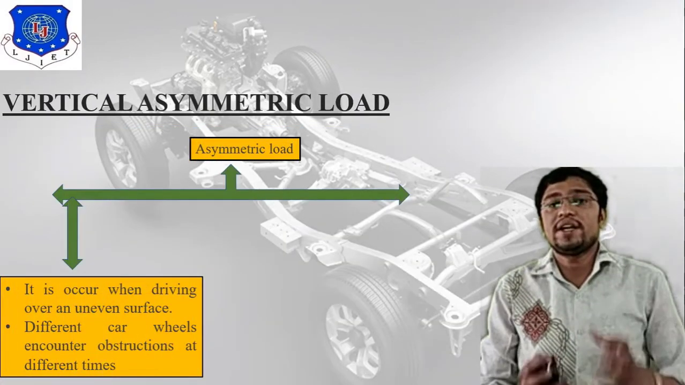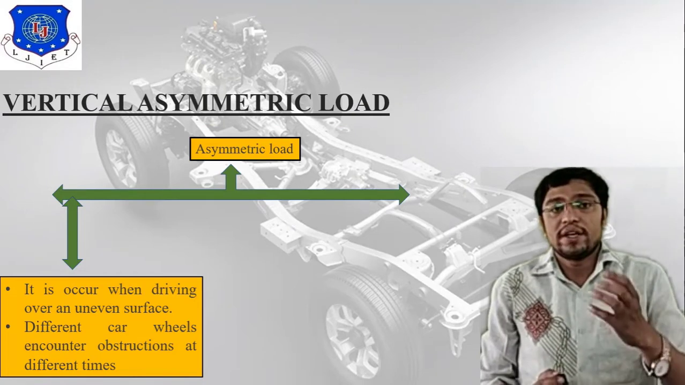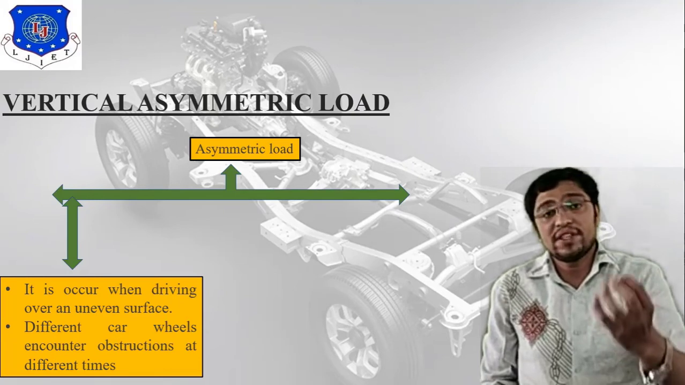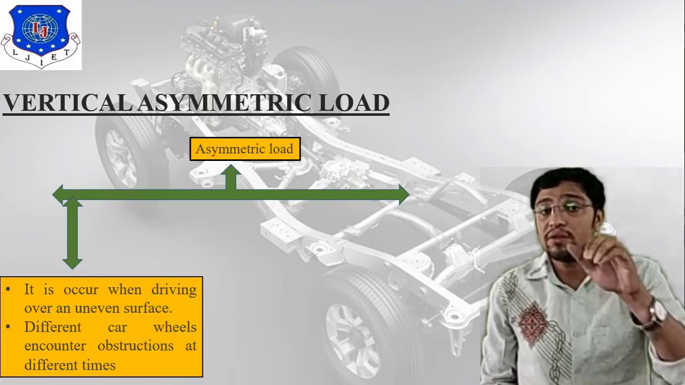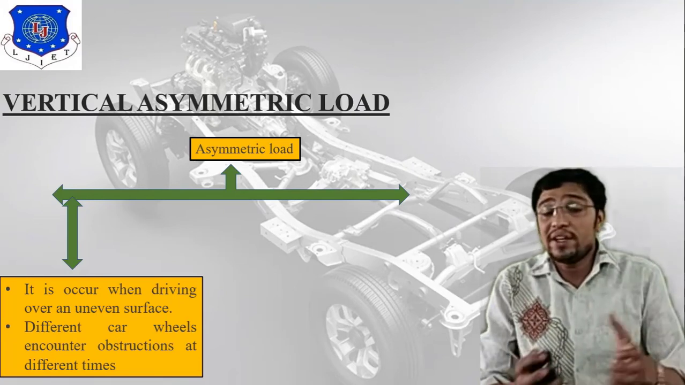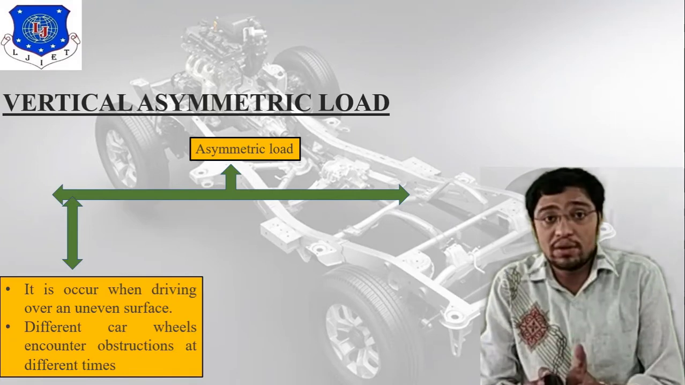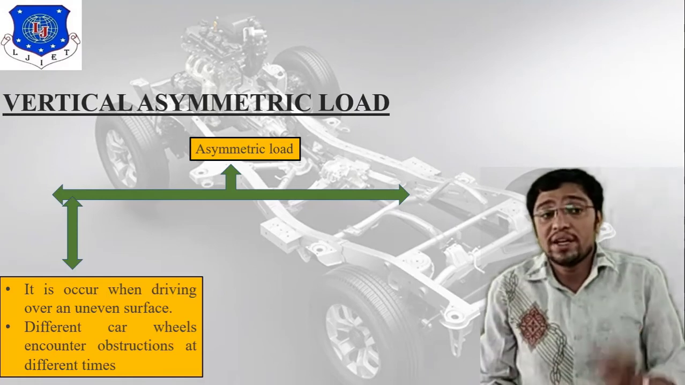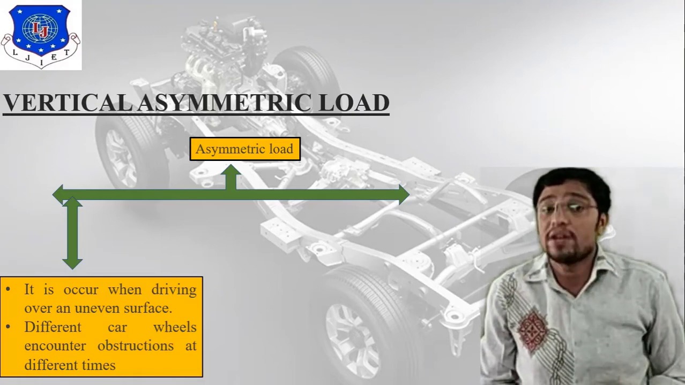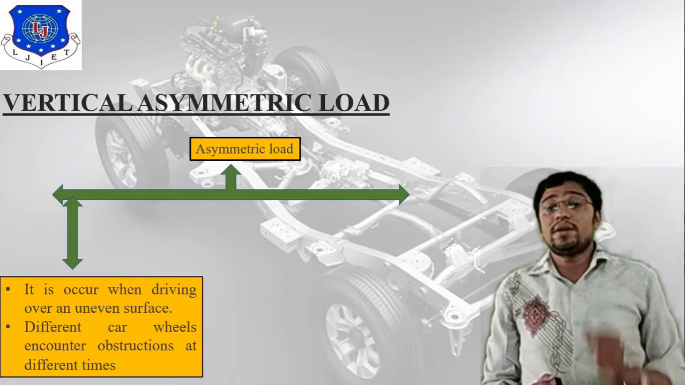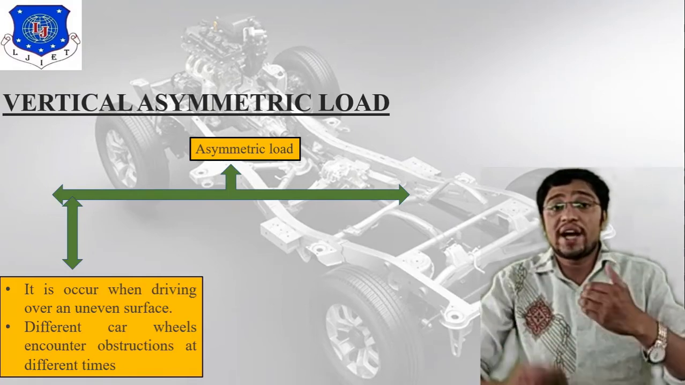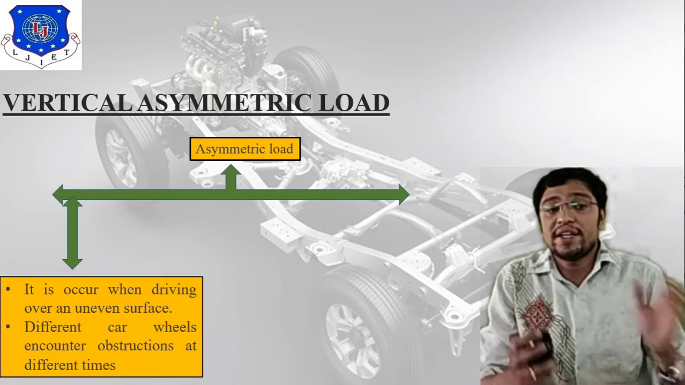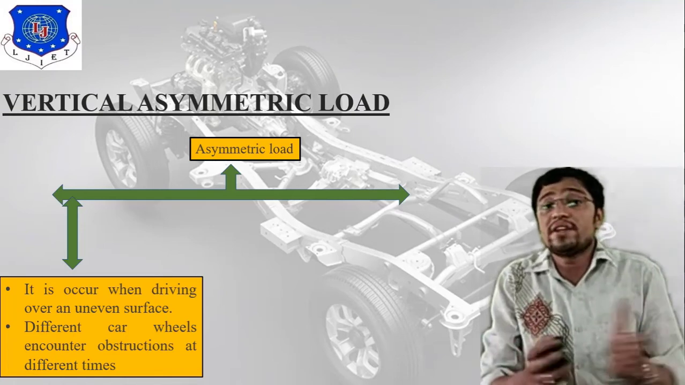Second one is vertical asymmetric load. In vertical symmetric load, the front and rear axles face equal load. In this vertical asymmetric load, the front and rear axles do not face equal load. That is called vertical asymmetric load. What happens if we take vertical asymmetric load? The first and important point is that it occurs when driving over uneven surfaces, not a bump, right?